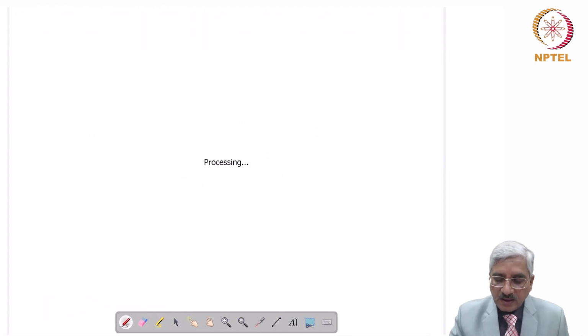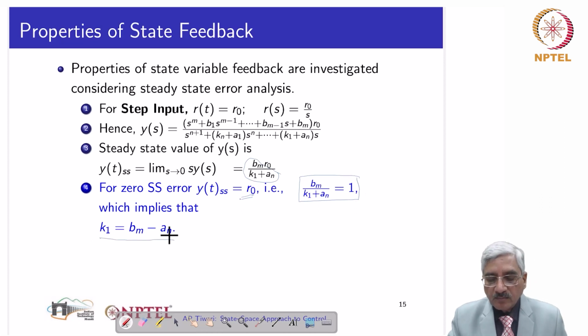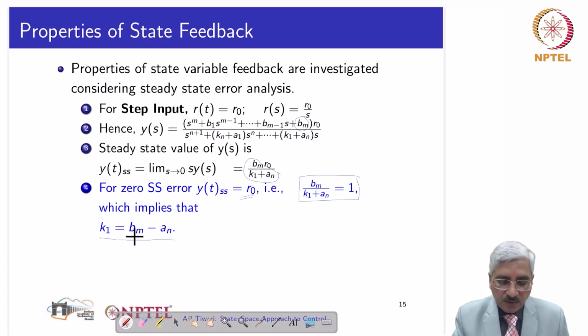And if this has to be 1, if the steady state error has to be 0, then yt has to be r0, and that means that this has to be equal to 1, which is written here. Bm by k1 plus an has to be 1, and that means k1 has to be the difference of bm. Bm is here the constant term in the numerator of the closed loop transfer function of the system. So k1 has to be bm minus an.